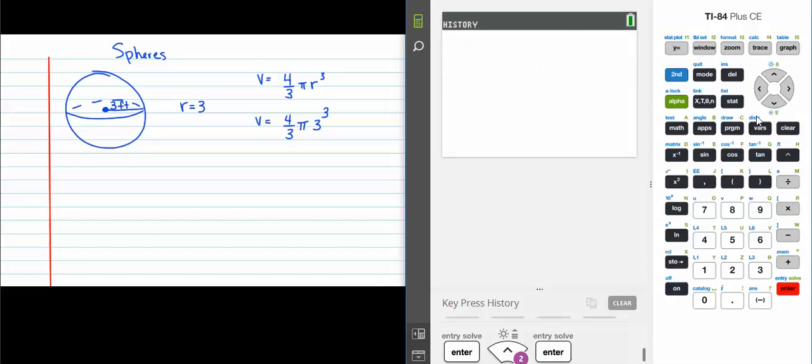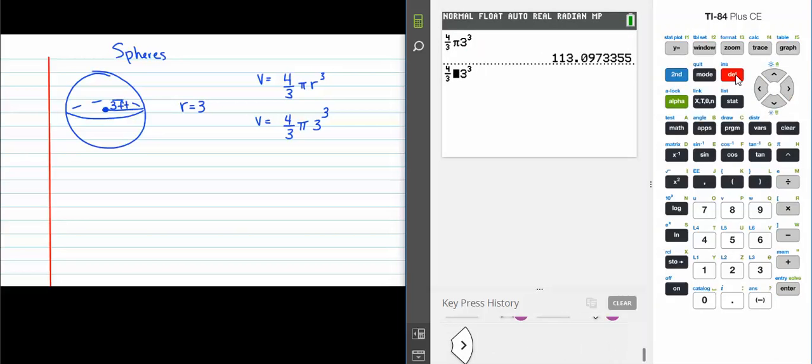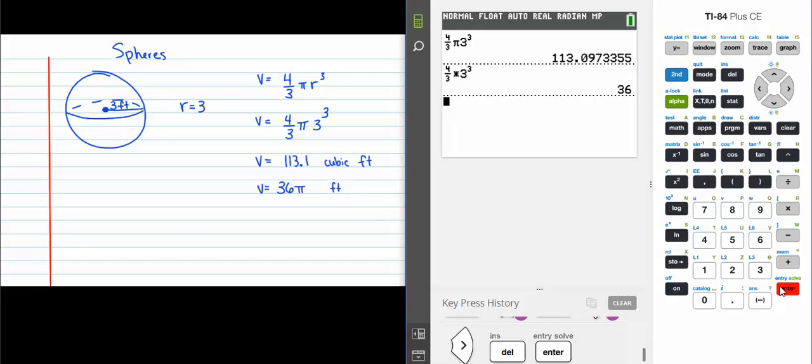And then my other answer, in terms of pi, doing the same problem without pi, is going to give me 36. So my answers here are 113.1 cubic feet or 36 pi. And then of course there's a bunch of ways I can put feet cubed or cubic feet, but you always want to make note that it is a volume question. Okay, so this has been a basic review on how to use your volume formulas.